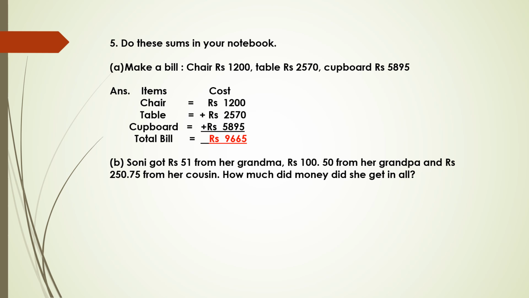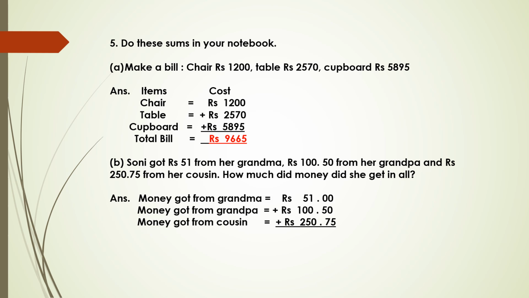See, children. Now B part question. Sony got rupees 51 from her grandma, rupees 150 paisa from her grandpa and rupees 250 75 paisa from her cousin. How much money did she get in all? Now children, Sony got the money from 3 people, that is grandma, grandpa and cousin. So you have to tell the total money. So what will you do? You will do addition here.